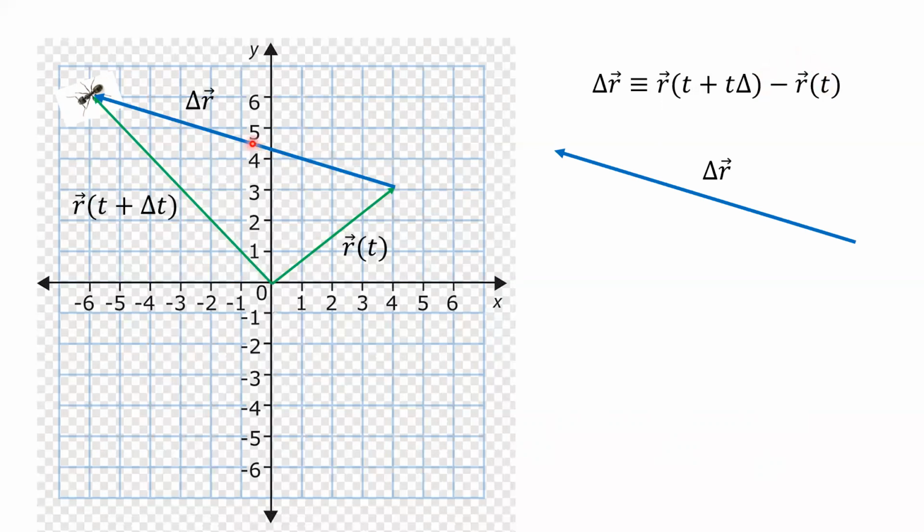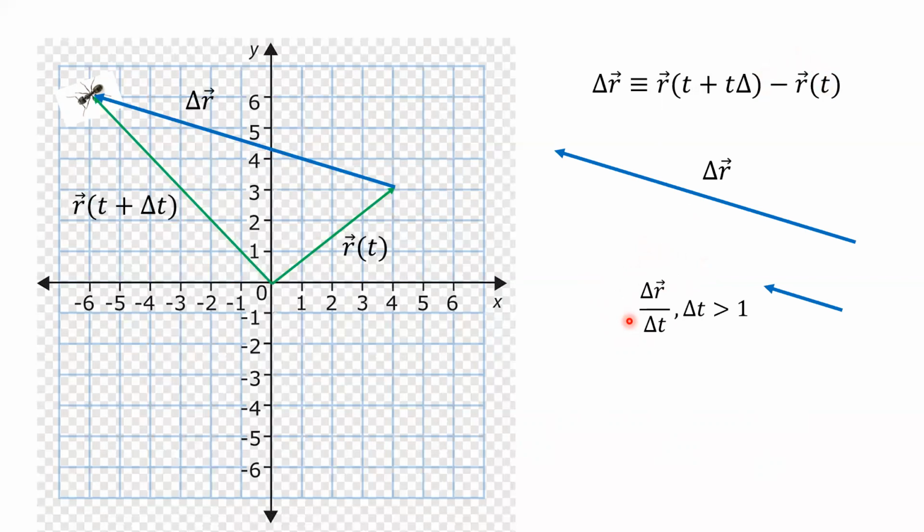So all I've done is translate delta R over here. And remember, what we're really looking at is not just delta R, it's delta R divided by delta t. It's the rate of change with respect to time. How does the position change per unit time? So what is really going on here? What are we doing to delta R when we divide by delta t?